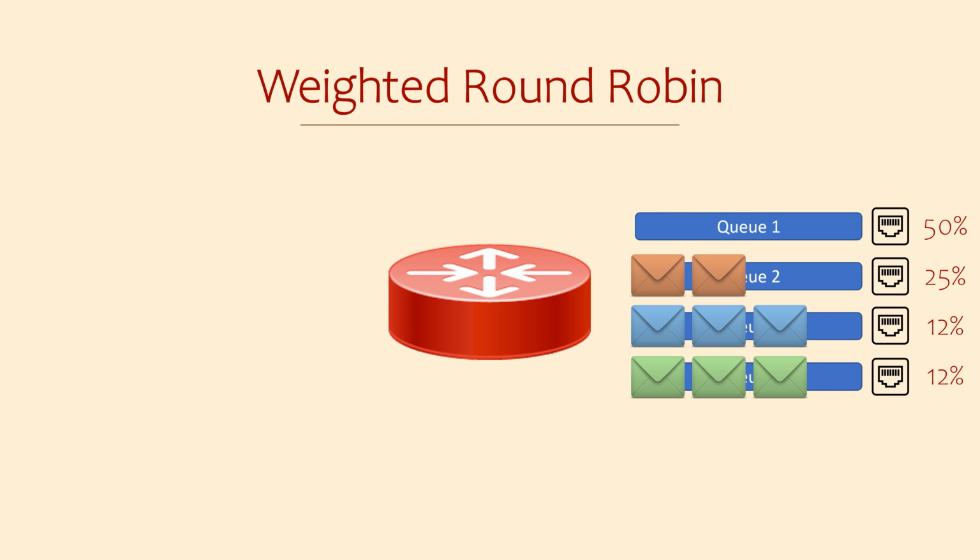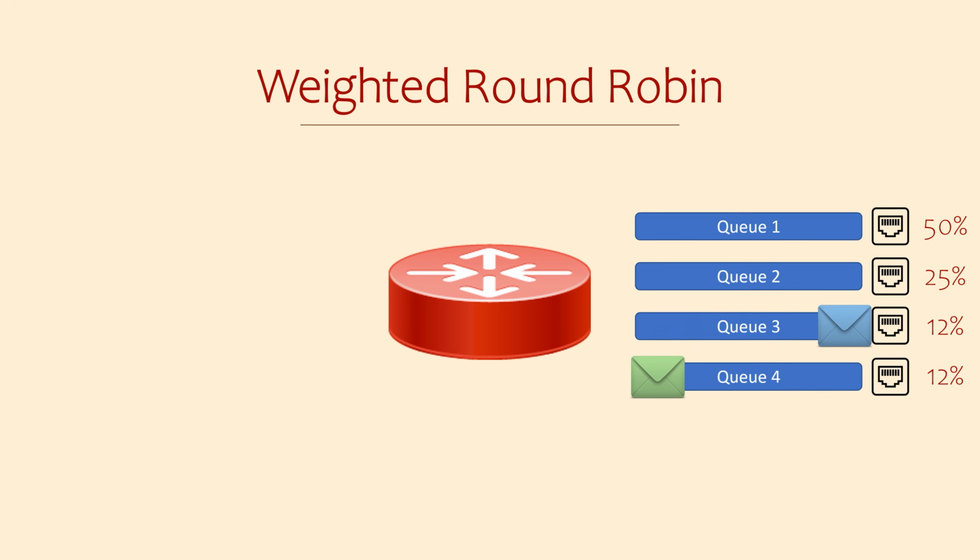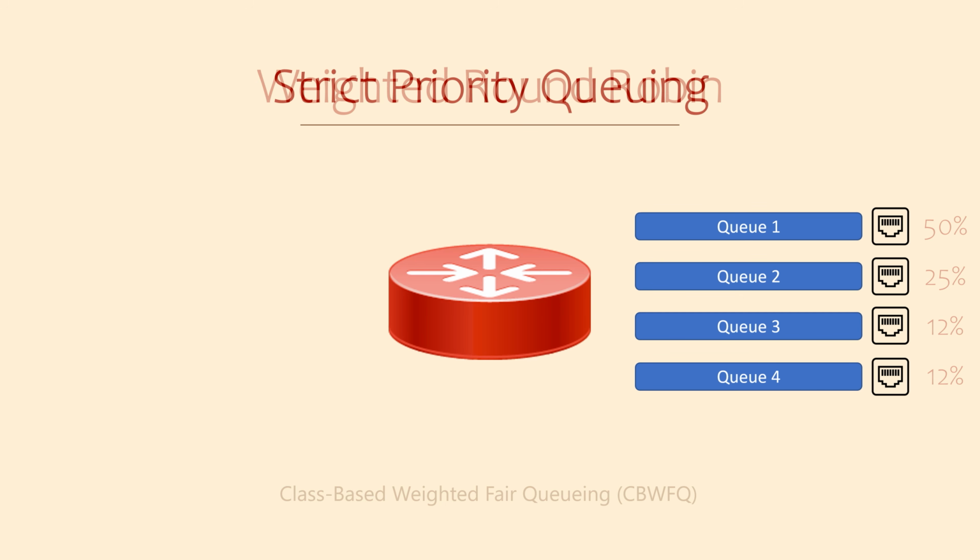Each queue gets attention, but higher priority queues get more attention. On a Cisco router, there is the class-based weighted fair queuing scheduler. This uses the weighted round-robin algorithm. In effect, this algorithm provides a guaranteed amount of bandwidth to each queue. But this is only when there's congestion. When there's no congestion, classes are free to use more than their allocation.